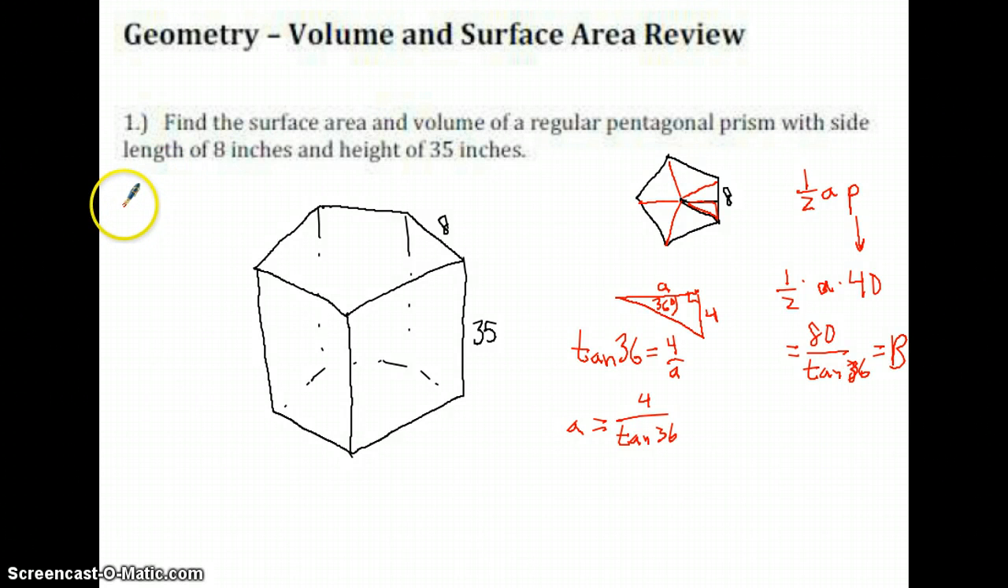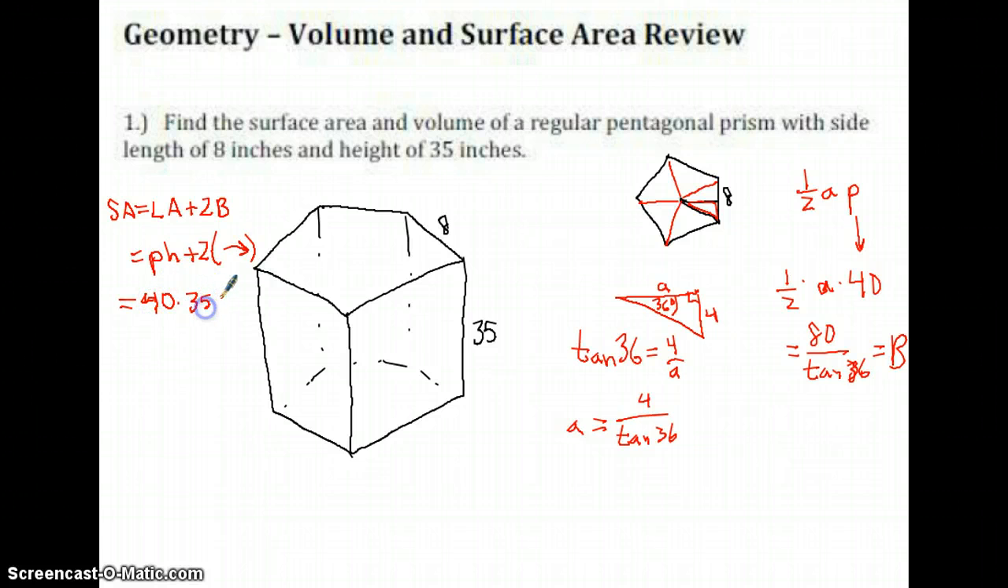All right, so I guess we could do lateral area first. Let's do surface area all at once. Surface area is going to be lateral area plus 2 bases. This is just a regular old solid. I can just find this the old-fashioned way. Lateral area is perimeter times height, and the base I already just found out. It's over there. Perimeter is easy. Perimeter is 40. Times height, which is 35, plus my 2 bases.